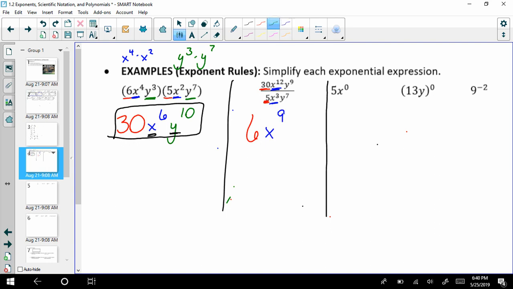And then I do the same thing for the y's. And that's it. I cannot combine the x's and y's because they're not the same base. So there's my answer.